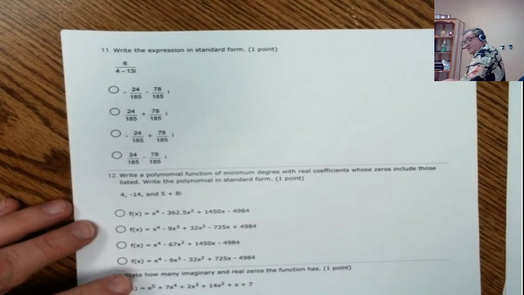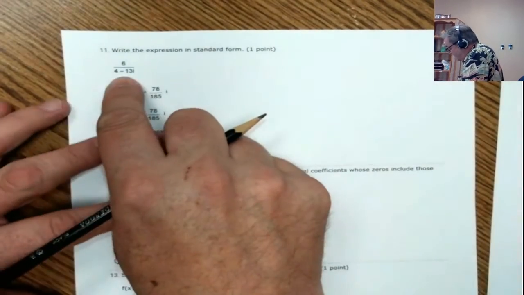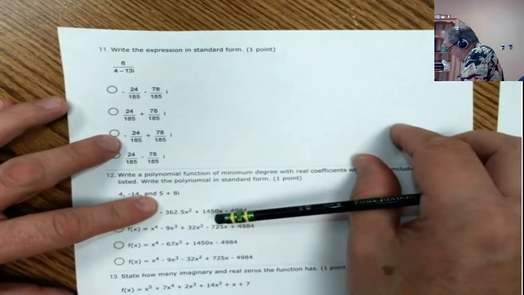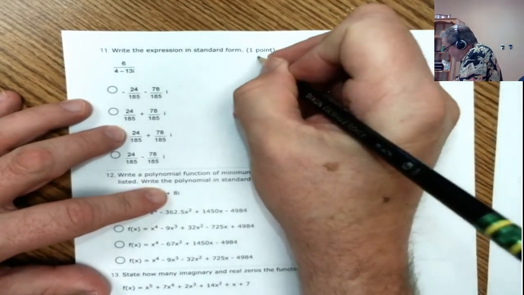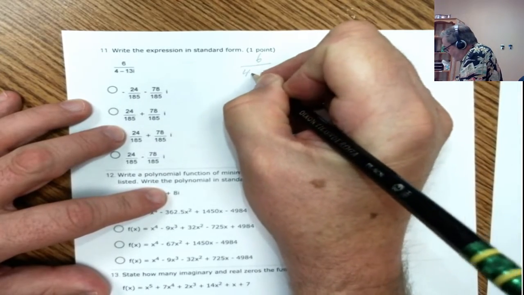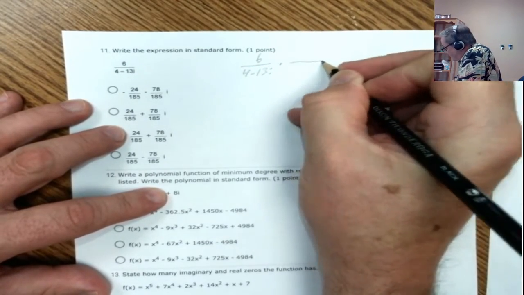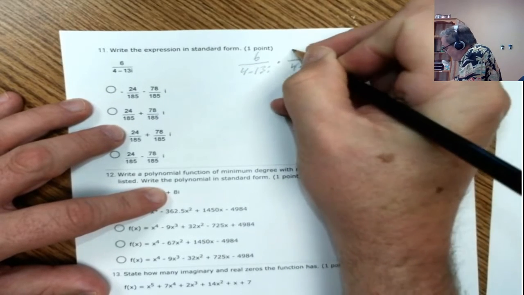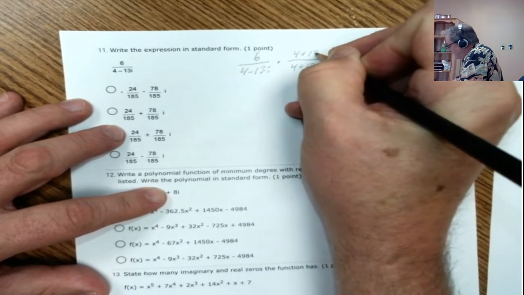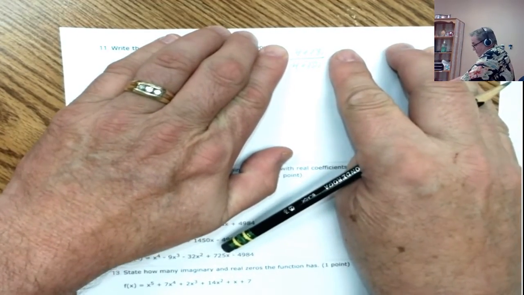Okay, write this expression in standard form. Well, standard form would not have this imaginary number as a denominator. So we have to multiply this by 1. And let's talk about what that 1 is going to look like. I'm going to multiply it by 1, and here's what my 1 is. 4 plus 13i over 4 plus 13i. That's 1, right? Anything divided by itself is 1. So my 1 is going to look like that.